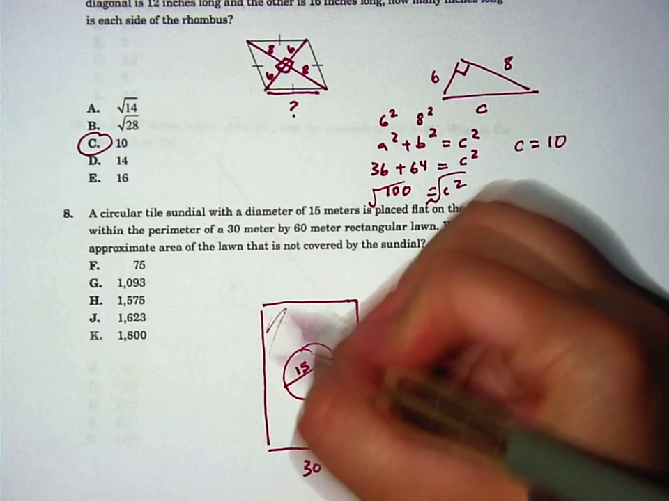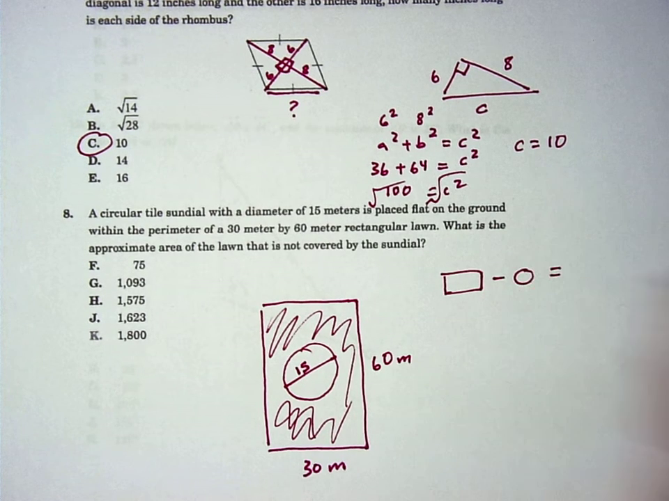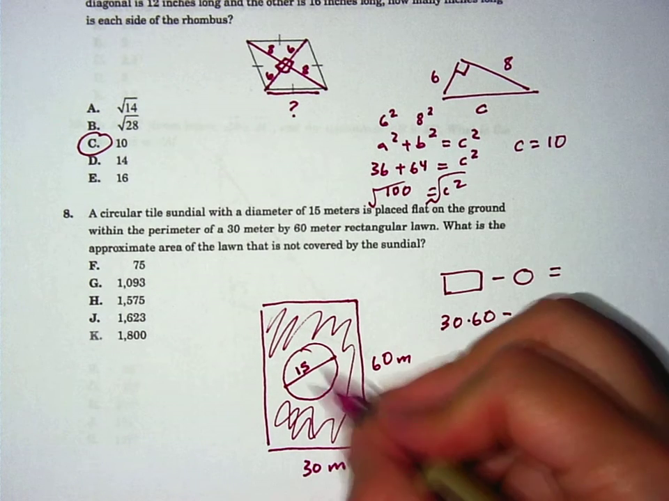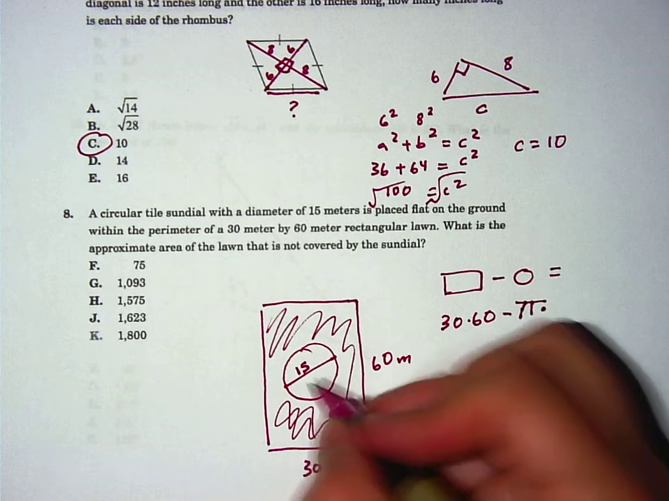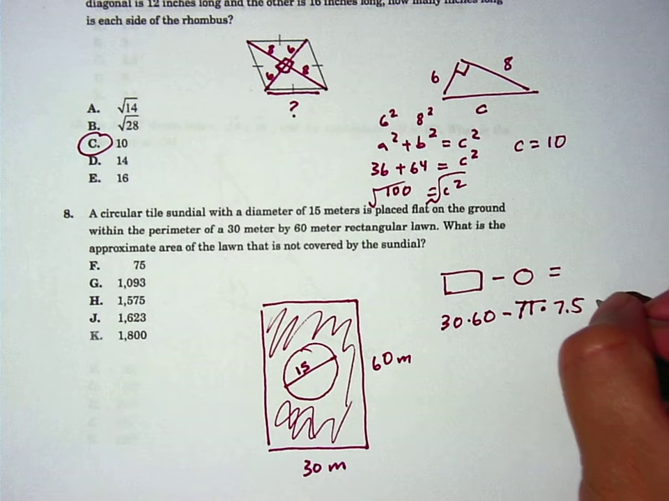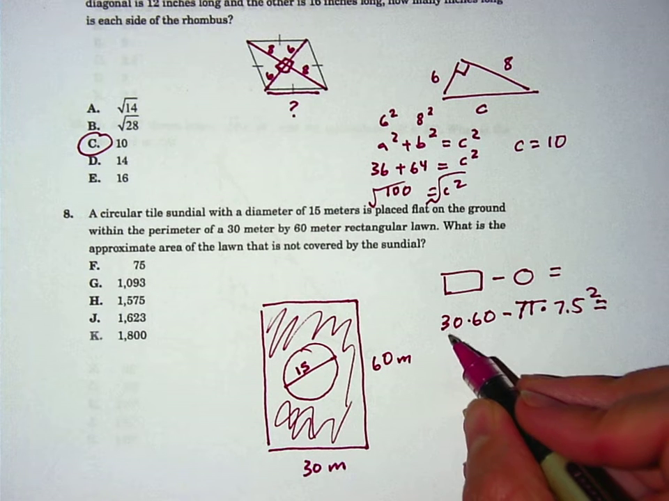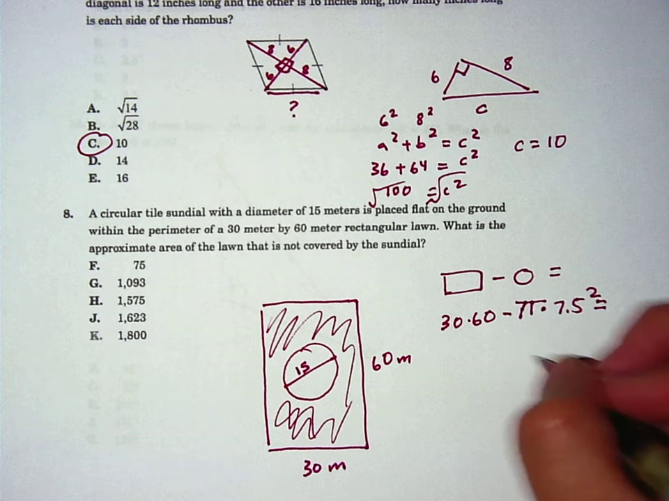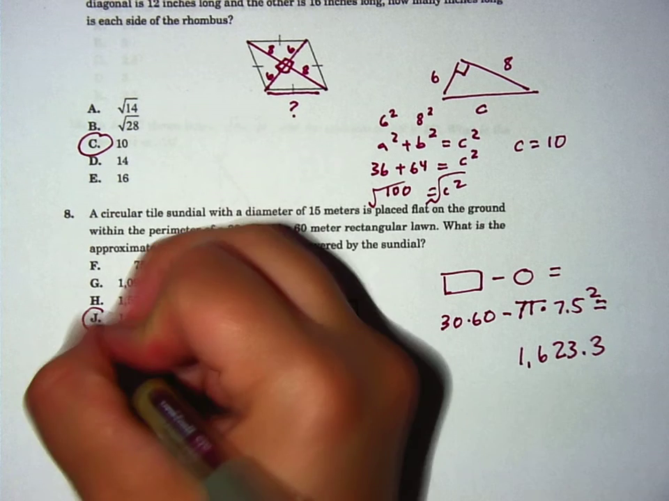So to figure out this colored stuff, I'm going to take the area of the rectangle and subtract the area of the circle to get what I want. So the area of the rectangle is 30 by 60. Then I'm going to subtract the area of that circle, which is pi r squared. So that is pi times half of this. Half of 15 is 7.5 squared. Put this all in your calculator, 60 times 30, and then subtract pi times 7.5 squared, is 1,623.3. So, J.